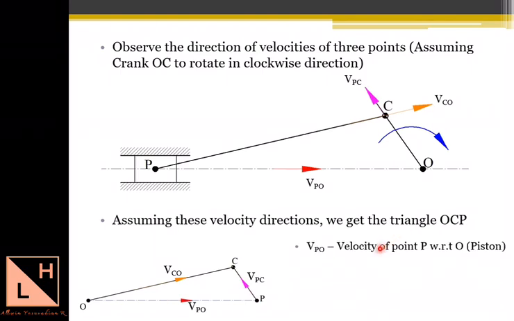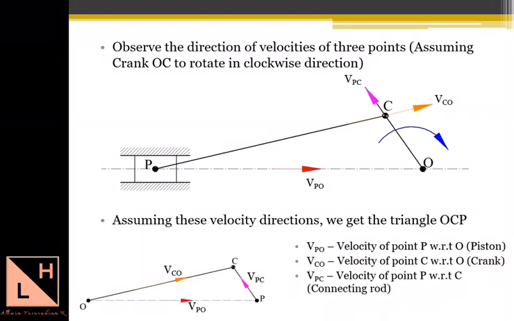VPO is the velocity of point P with respect to O, which is simply the velocity of the piston. VCO is the velocity of point C with respect to O, as we already discussed, which is nothing but the velocity of the crank. VPC is the velocity of point P with respect to C. This is again the part which is called the connecting rod in this mechanism.